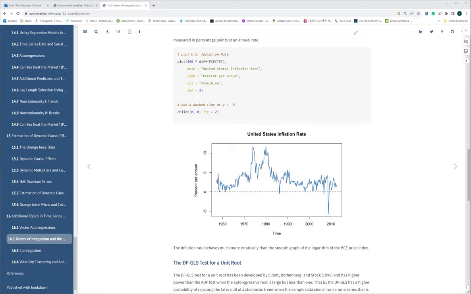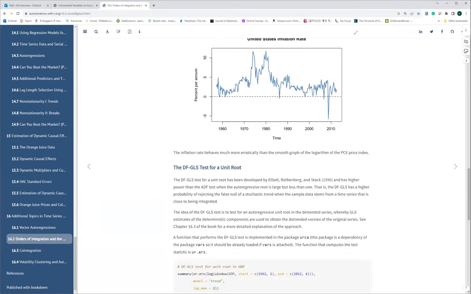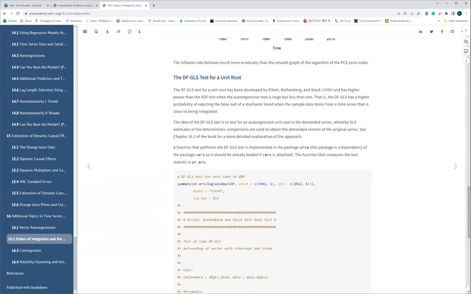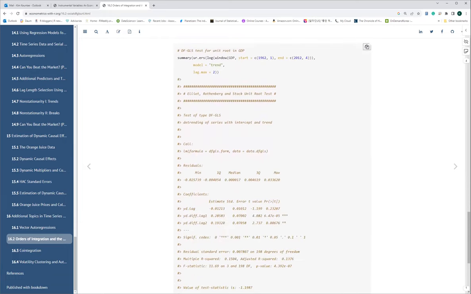And then to test about what is called the unit root test. Yeah.